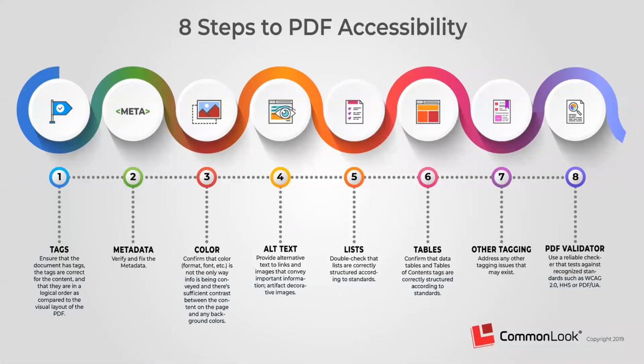So here are 8 steps to PDF accessibility. This isn't the be-all and end-all, but it covers a lot of the basics. So the very first thing is tagging. The PDF has to have the accessibility tags added to the document.